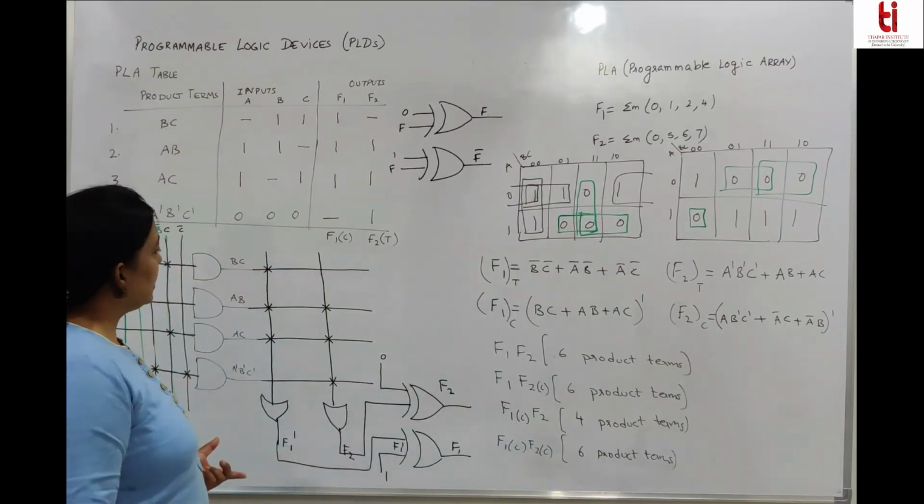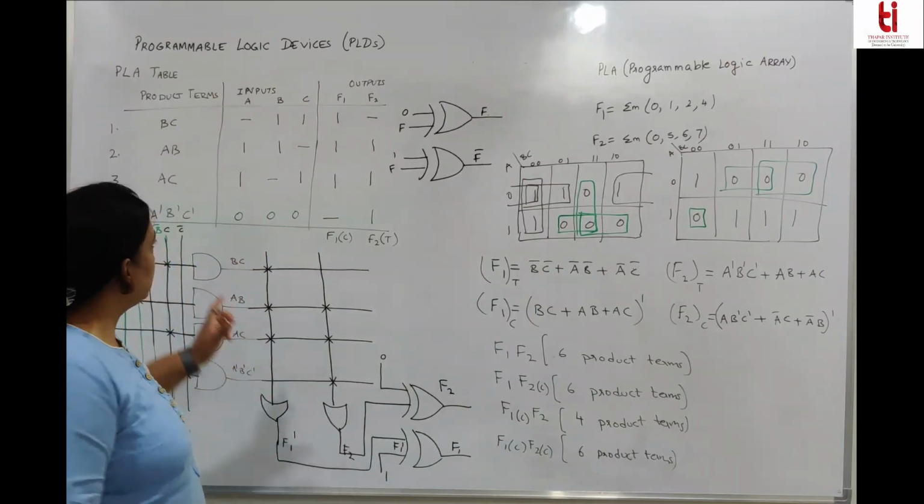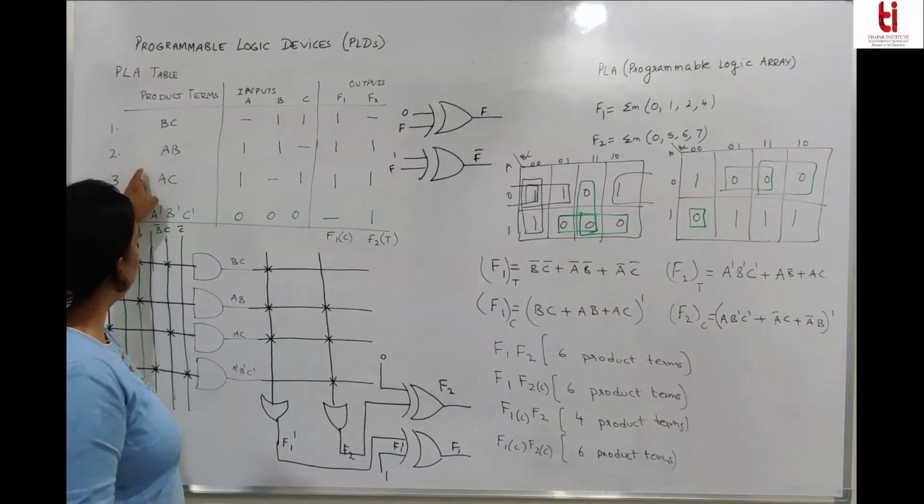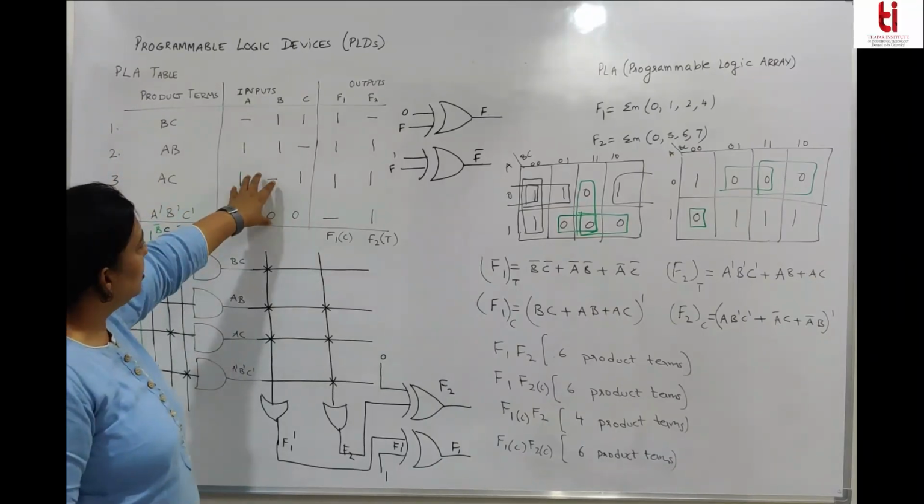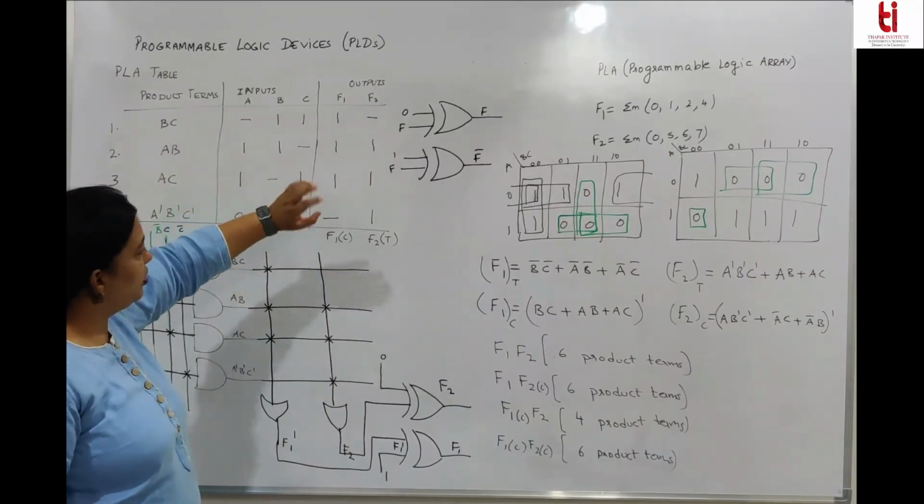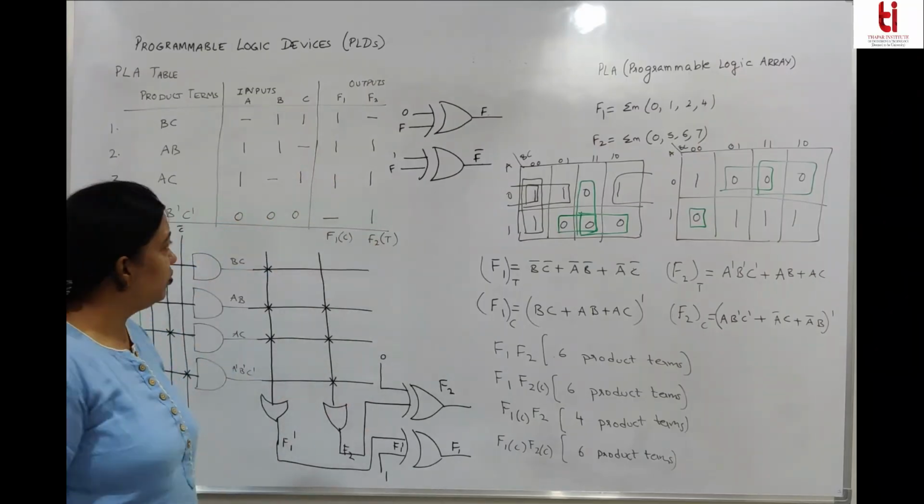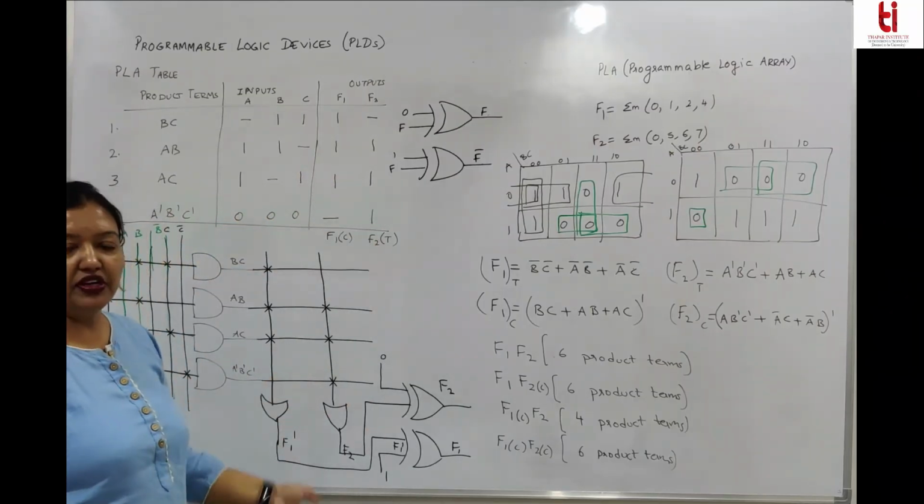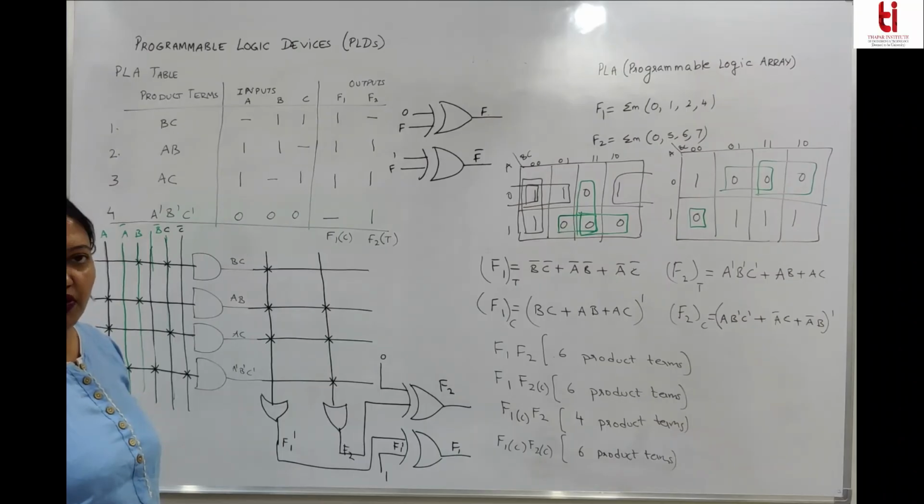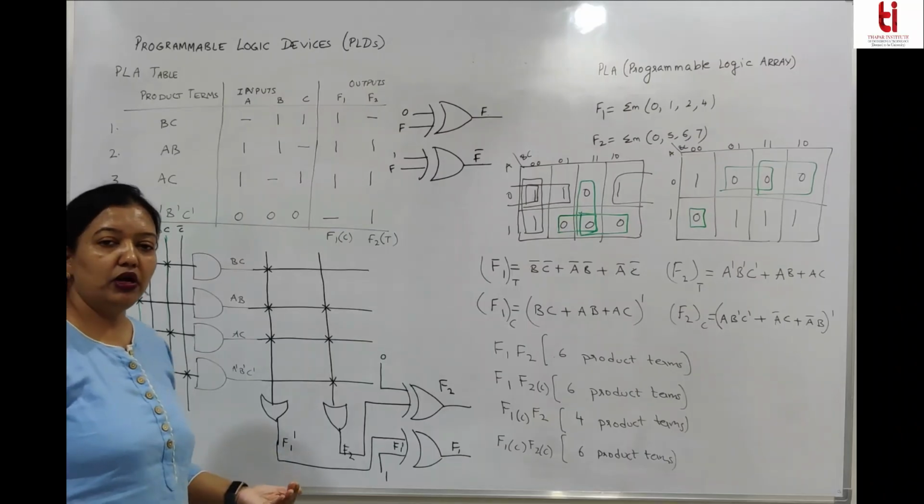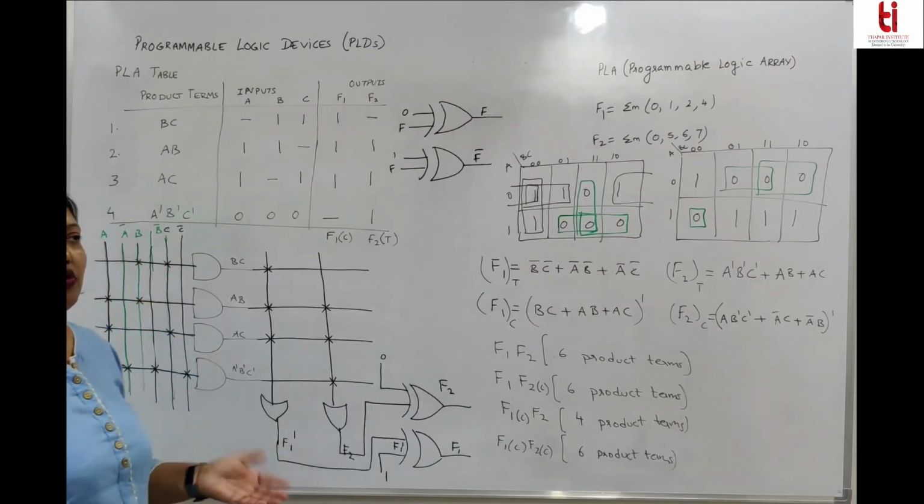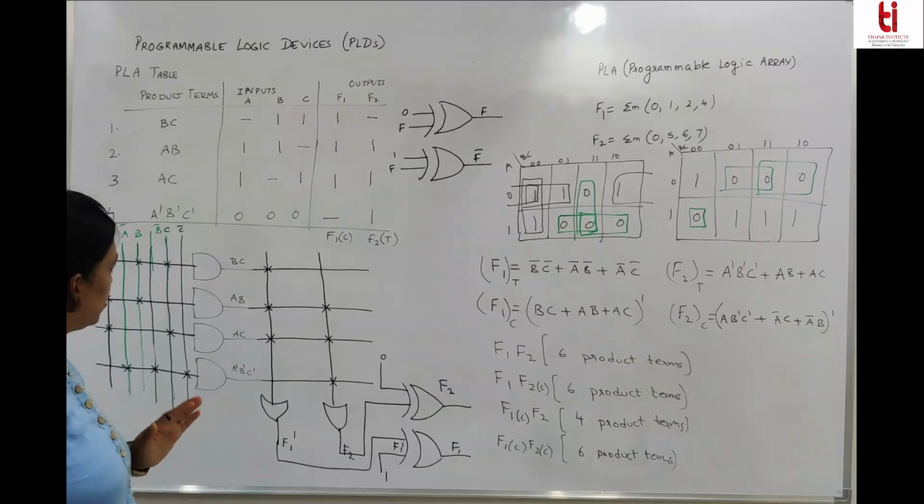The next task is to make the PLA table. So next PLA table is BC, AB, AC. Then in one column you will have the inputs, in the second column you will have the outputs, and it will tell which function is in true form, which is in complement form. It may happen that both are in complement, it may happen that one is in complement form and the other is in true form, and it may happen that both are in true form. So there is no hard and fast rule.